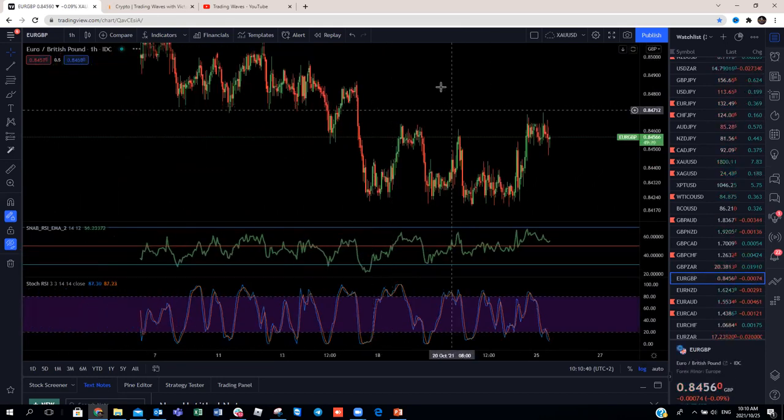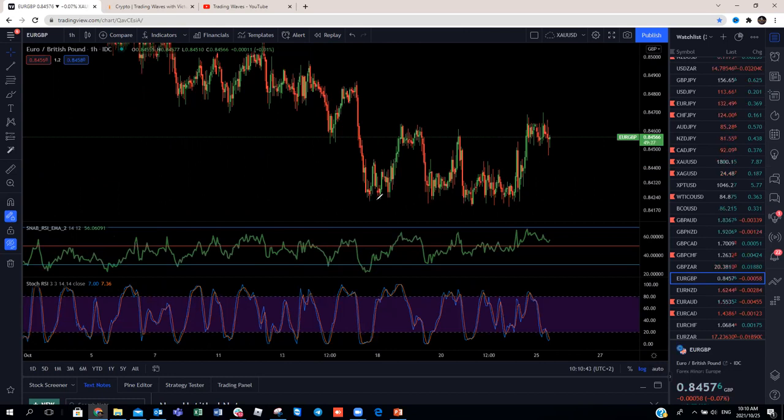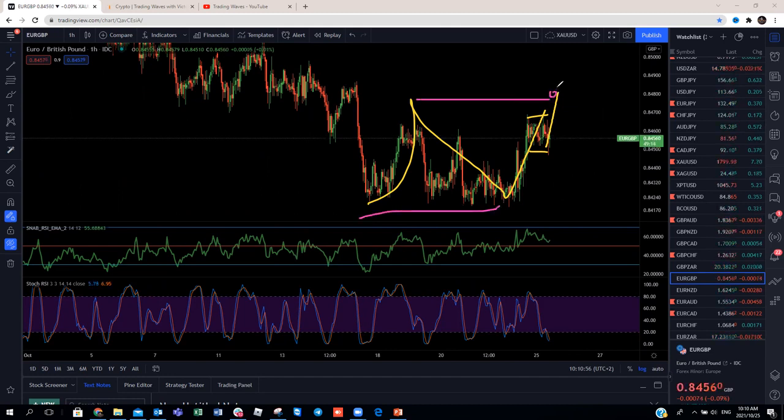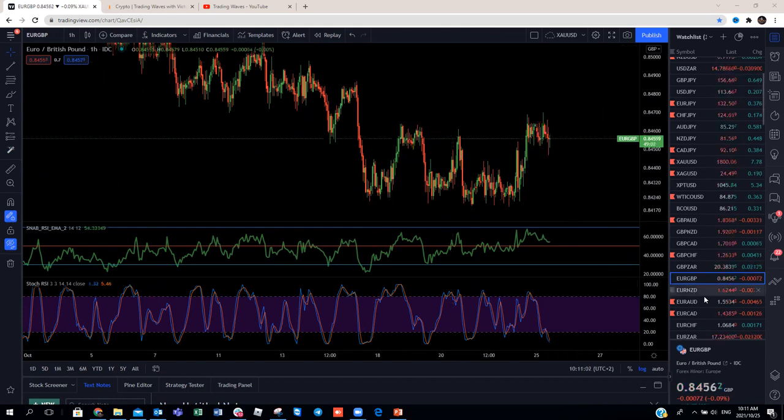Right, this is now euro pound. Could euro pound be doing this? We can see that this one wants to push to the upside. We're going to see a slight push to the upside, but that push could be completing this corrective structure here, which will then result in this going to the downside like that. Right, that is euro pound.